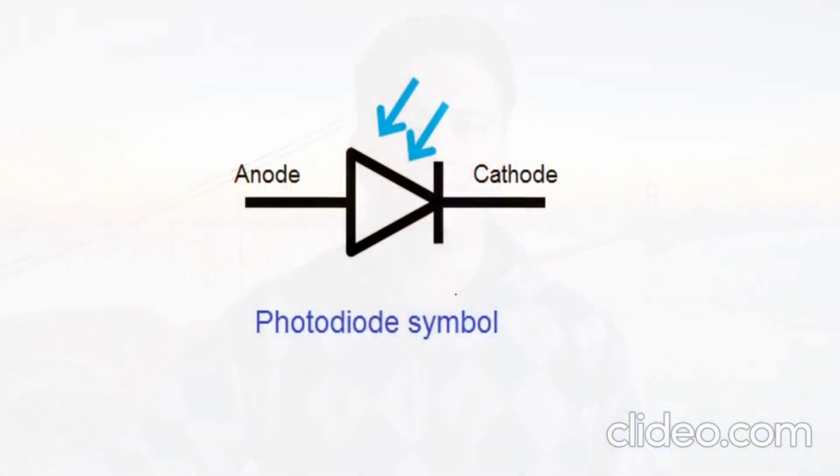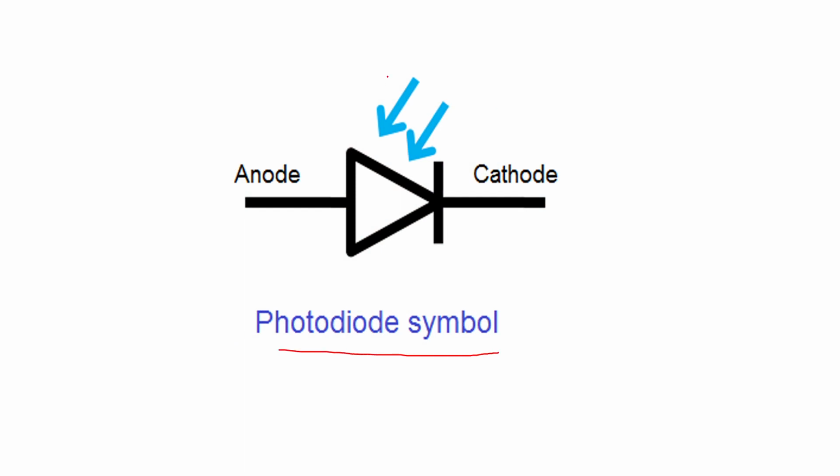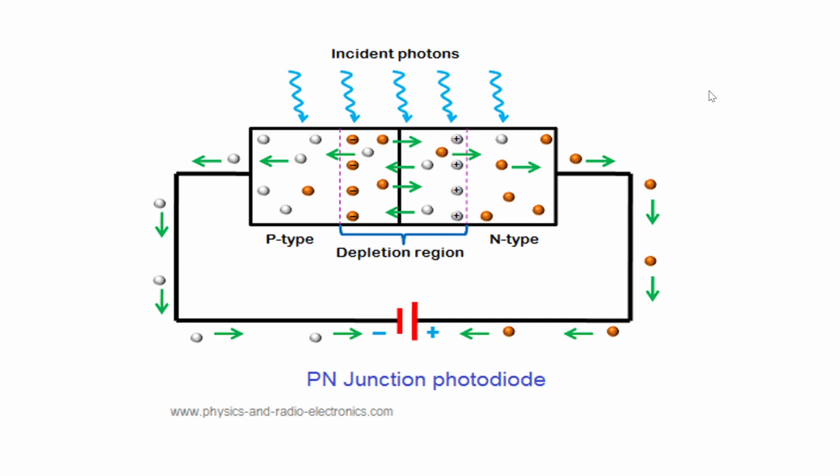Now I will be showing you the PPT, which will give you a detailed explanation of how the photodiode exactly works. Here we can see the photodiode symbol, where the arrows represent the photons or the light energy coming inside the photodiode. Finally, this is the PN junction photodiode, where this is the P-type semiconductor and this side is the N-type semiconductor. In between is the depletion region.